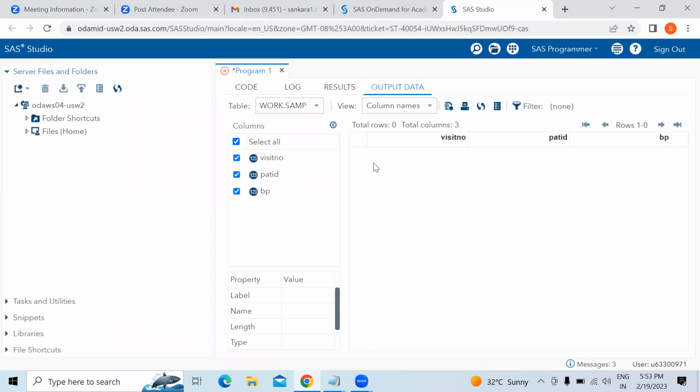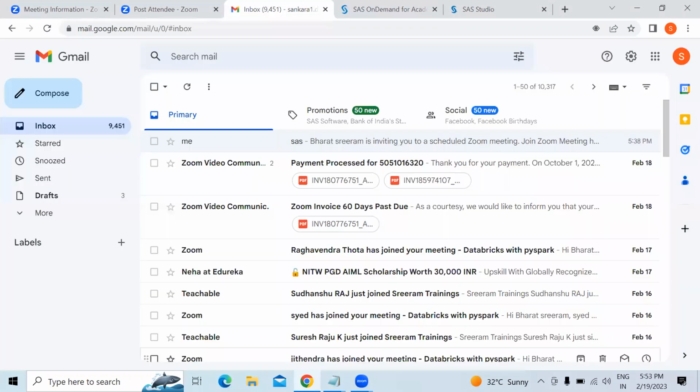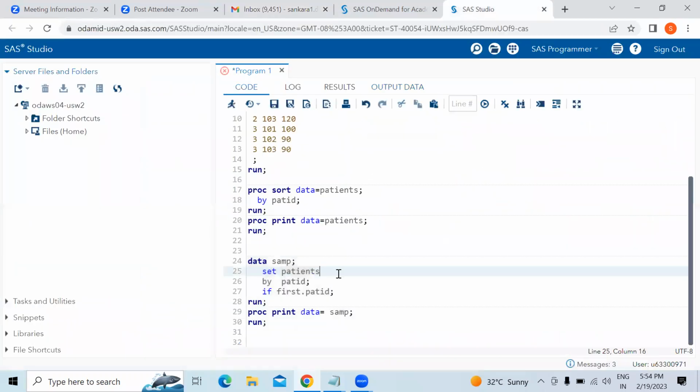What happened? Somewhere an error. Sorry. Here a semicolon is missed. Please check. Set patients, after that we missed the semicolon. Running once again.